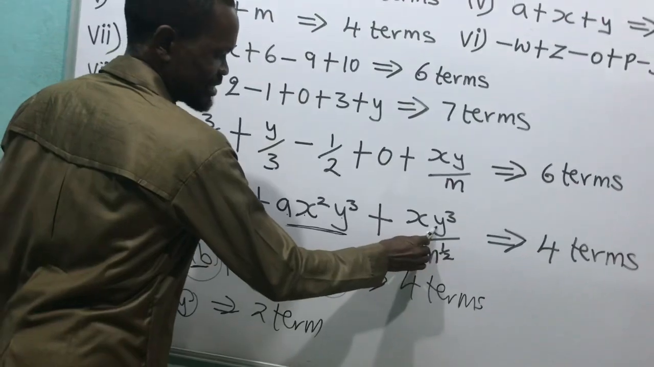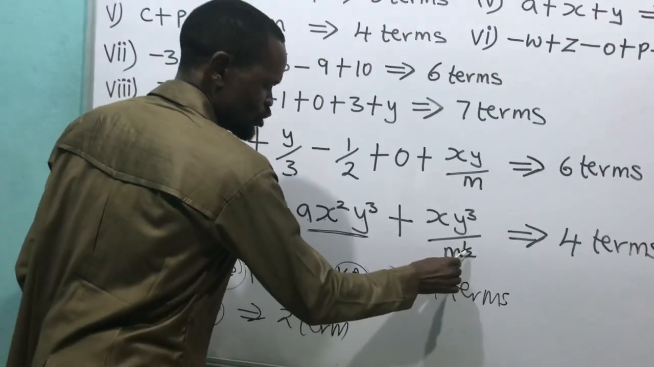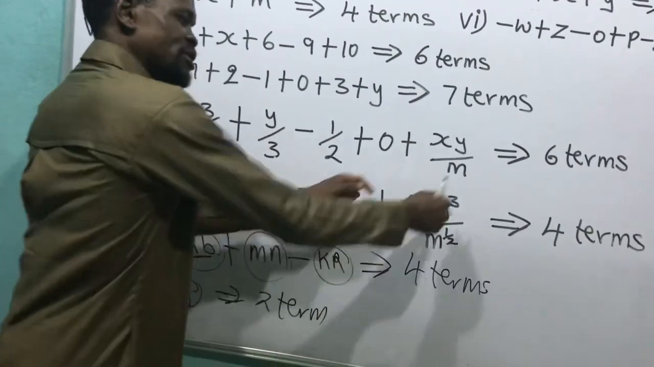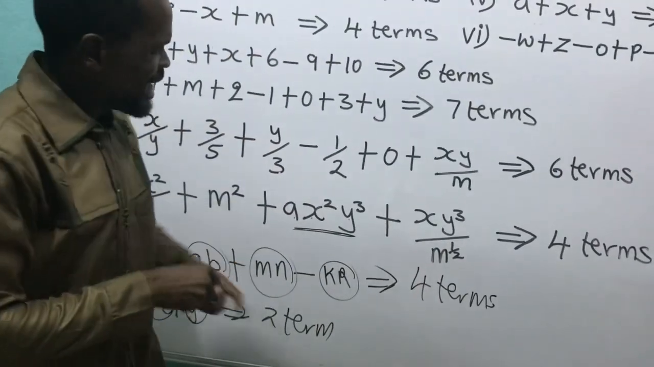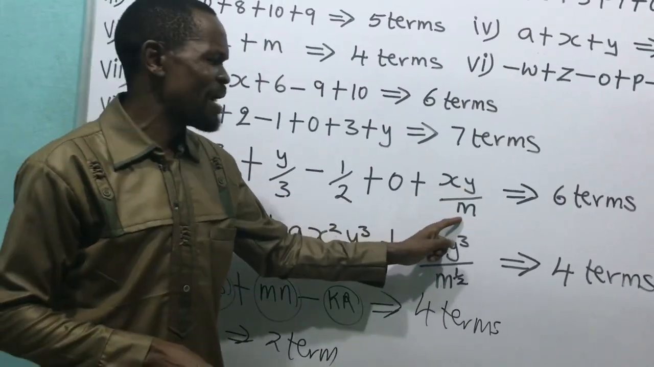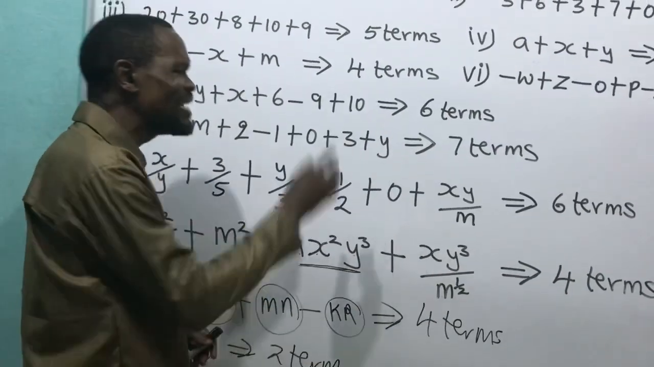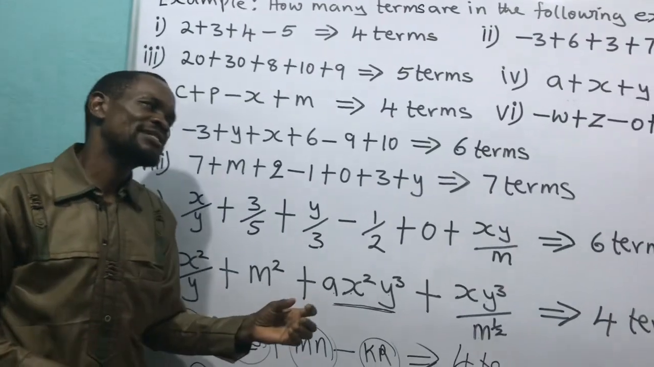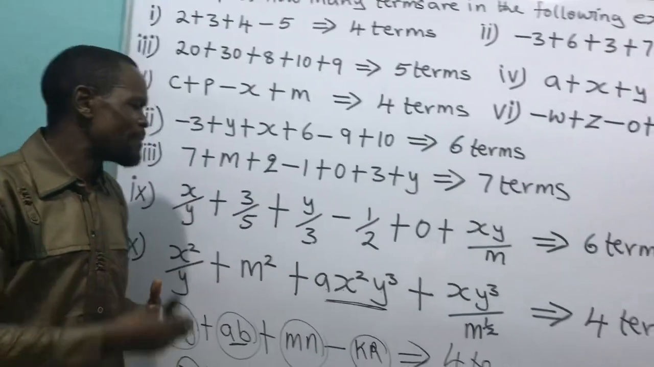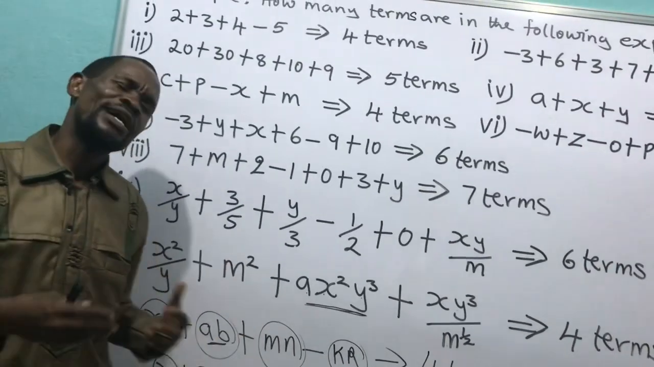This man times this man over m raised to the power 1 over 2 is one term. Jamming and dividing is what? One term. Just like this one, xy divided by m is one term. So we will now see how we will be able to identify term in mathematics, so that when we say use this term to multiply this term, we will know what we are doing.